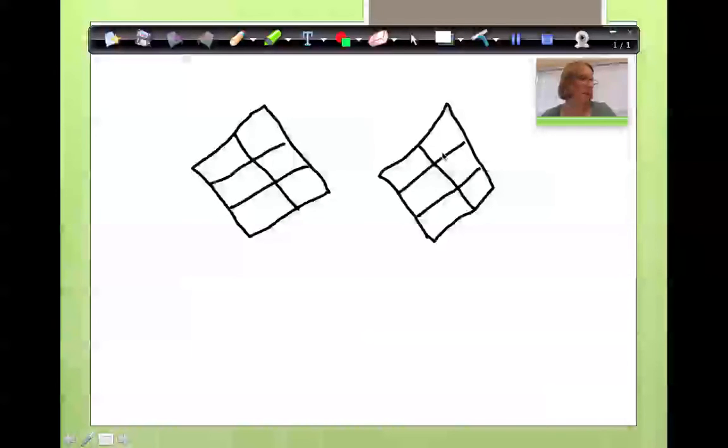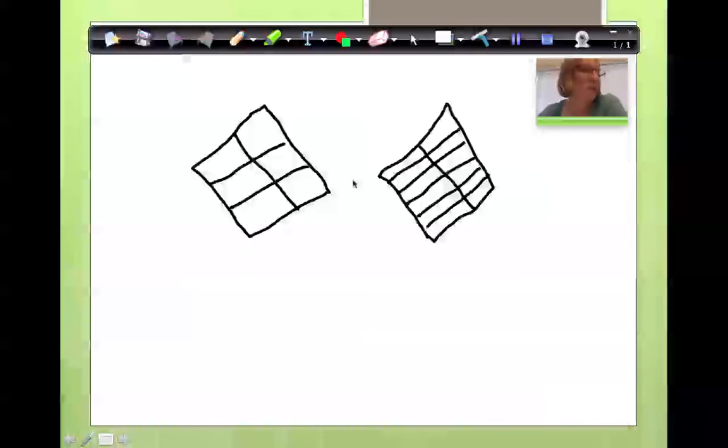Okay. Now, partition my second square to show double the number of pieces. So right now I have 6. I've got to get 12. Well, what if I cut these in half? Do I have 12 pieces? 1, 2, 3, 4, 5, 6, 7, 8, 9, 10, 11, 12.